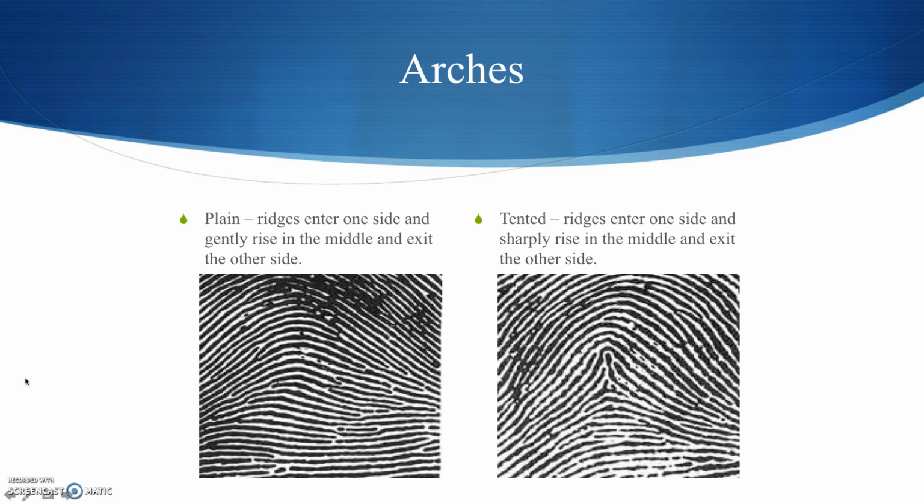Next, we will discuss the types of arches. Arches are prints that have friction ridges that enter on one side, rise in the middle, and exit on the other side. There are also 2 types of arches: planes and tented. In a plane arch, the friction ridges rise very gently, like a small ocean wave. The slope of the arch is not very steep. A tented arch, in contrast, looks like a tent. The ridges rise sharply, creating a steep slope.